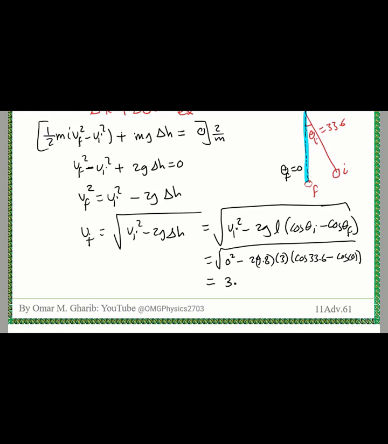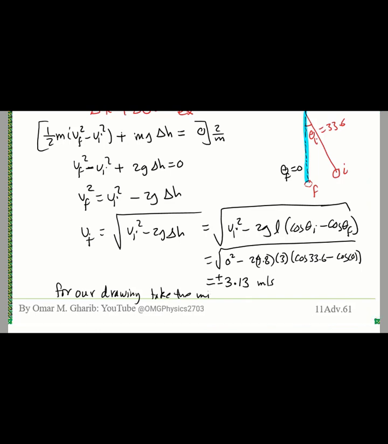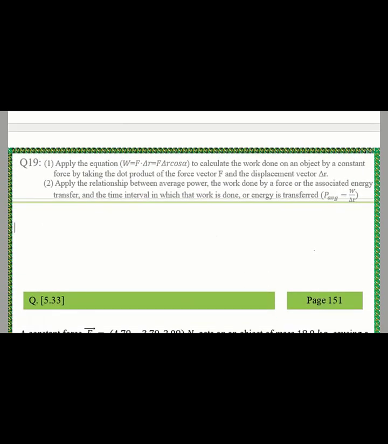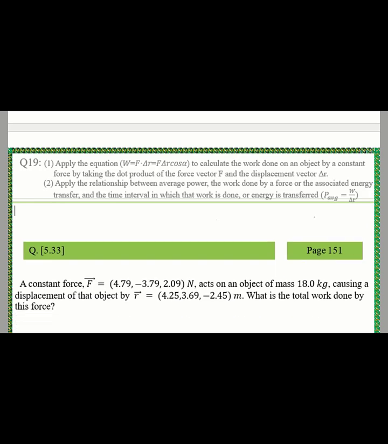That is 3.13 meter per second. And we took the square root, so plus or minus. For our question, according to our drawing, take the minus sign, because the swing is going here to the left, passing through.